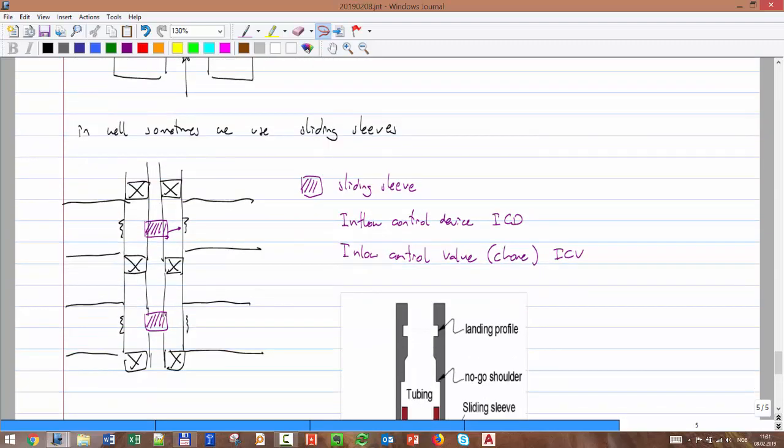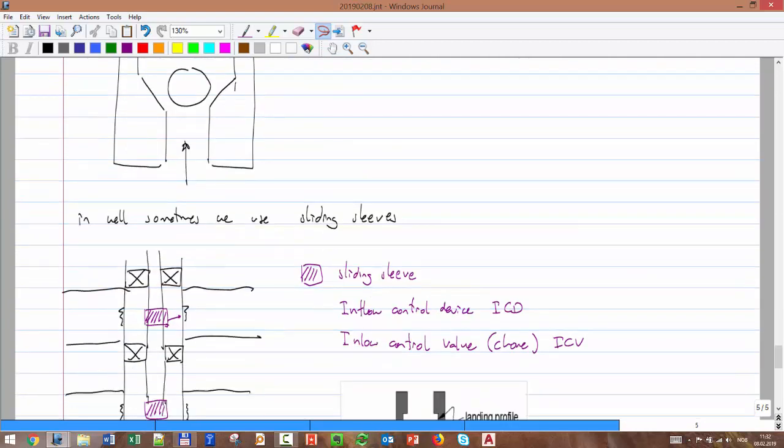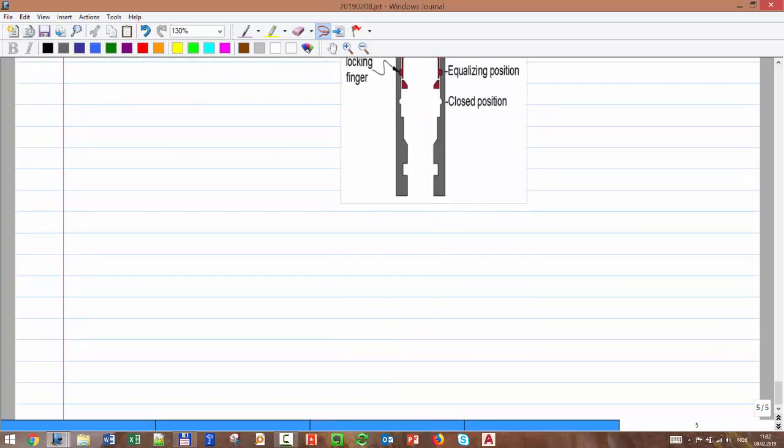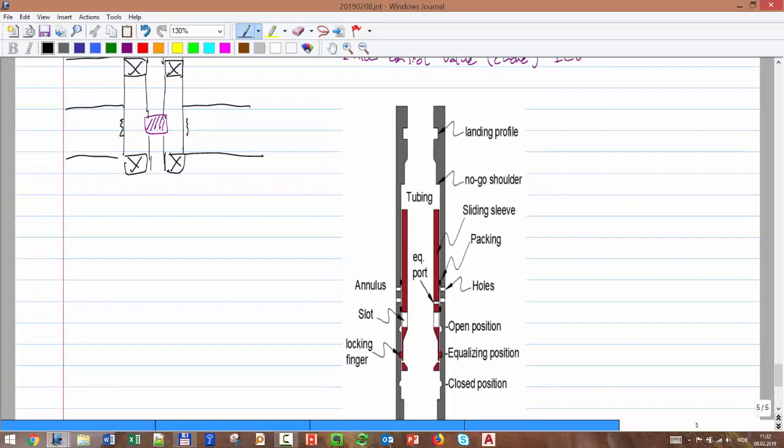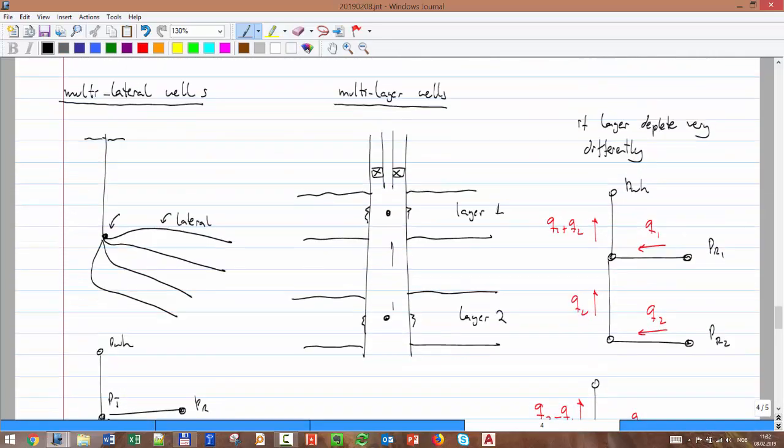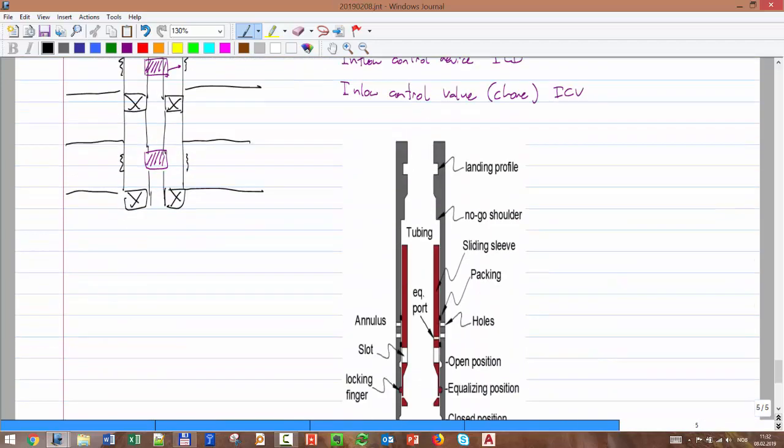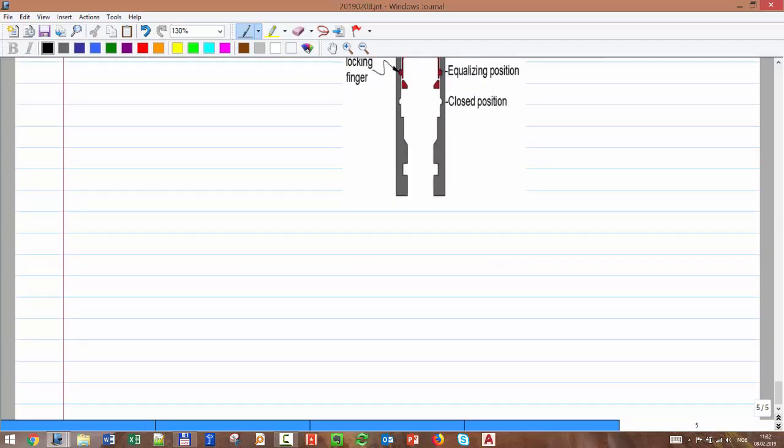Okay, you can also have very complicated networks. You can have these ICVs, ICDs, a sliding sleeve, and then I have to make almost like a subsea network. Okay, you have to make an analysis like that. Then I have one more case that I wanted to say. So we have multilateral, multi-layer. I can also have a horizontal well treated like a network. Horizontal well.